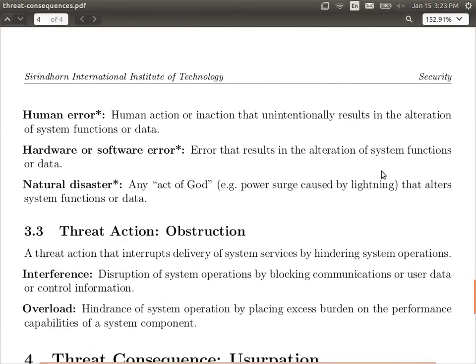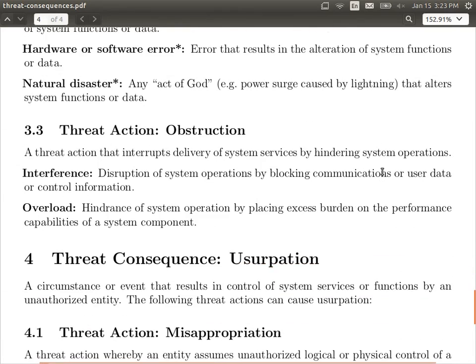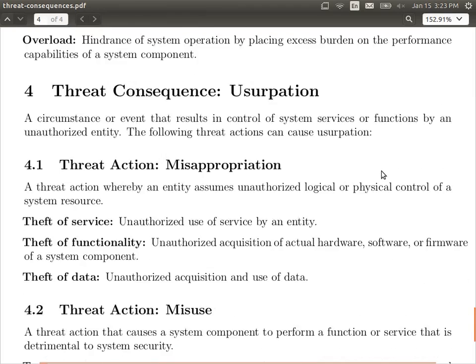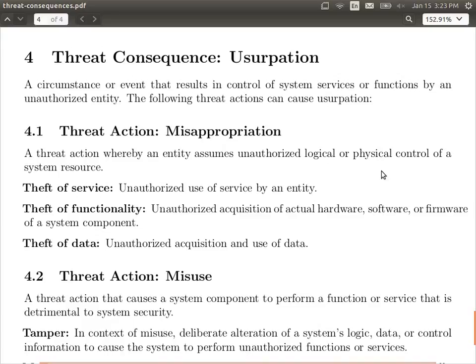Go to the last one so we can move on. What does this one mean? To usurp. Someone takes over in a malicious manner. Someone takes over or takes control of the system when they're not supposed to.